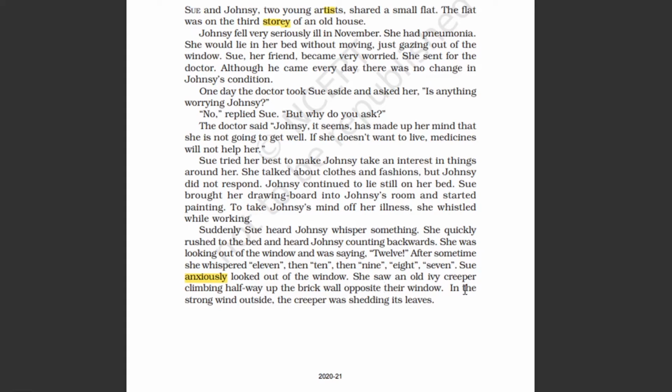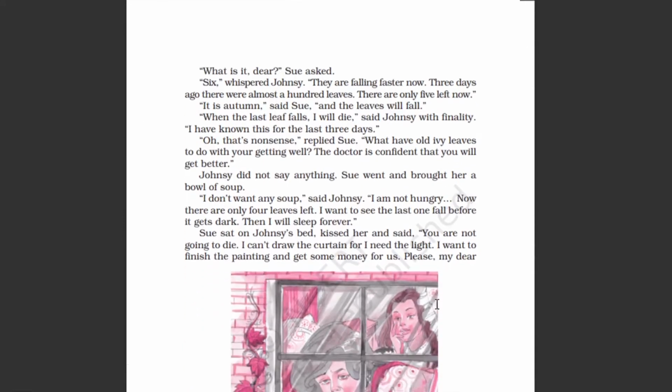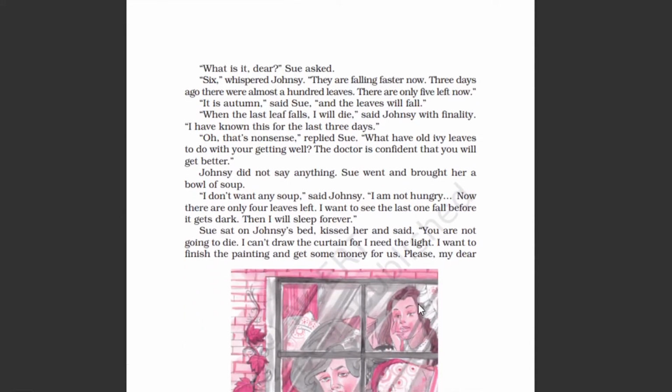And in the strong wind outside, the creeper was shedding its leaves. तो आपको तो मालूम ही है कि जब बहुत तेज हवा चलेगी तो कोई भी पेड़ होगा तो उसकी लीव्स तो गिरेंगी. तो in that wind, that creeper was also shedding its leaves. Shedding means पत्ते उसके झड़ रहे थे.